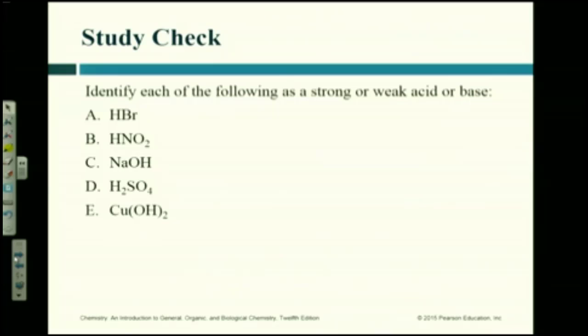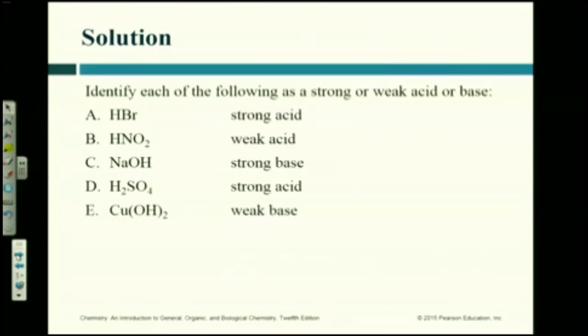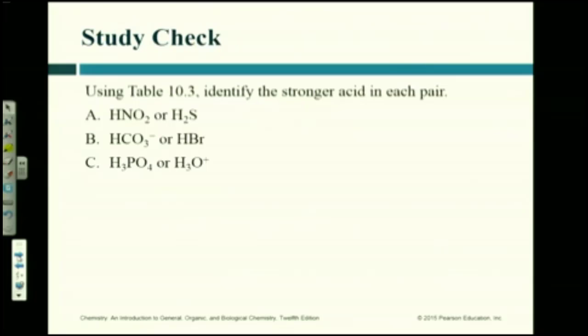That's copper 2 hydroxide. It's a base. Anytime you see the hydroxide, it's going to be a base. In this case, it's a weak base, right? Copper hydroxide is a weak base. I'm not going to ask you to know that. Okay? All right. I'm not going to worry about this either.